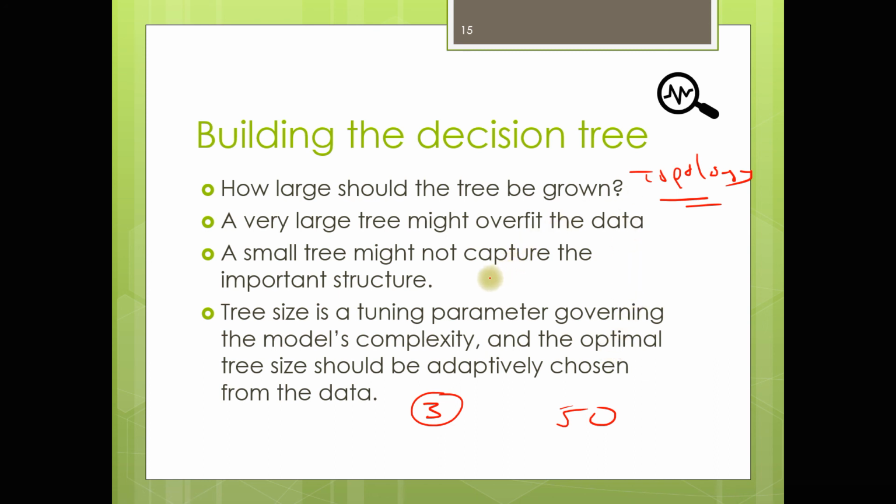So we need to come up with a certain decision on how big we want the tree to be built. All right, and this is what we will refer to as the tree size, the topology of a tree. The tree size is a tuning parameter basically. It's a tuning parameter governing the model's complexity, and the optimal tree size should be adaptively chosen from the data.